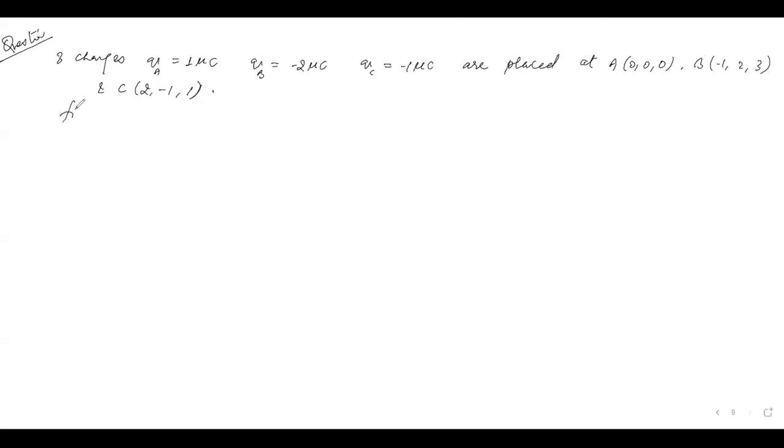It is saying that find the potential at P. Your coordinate of P is -1, 2, -1. This is your question.